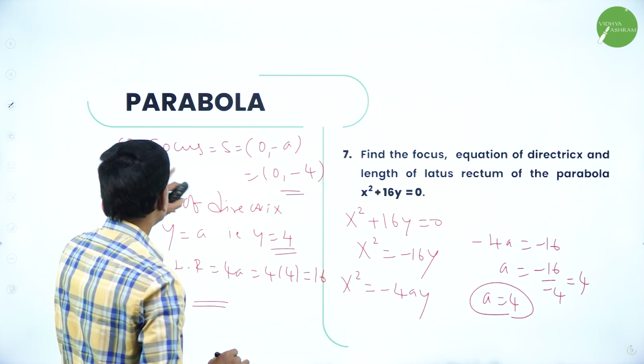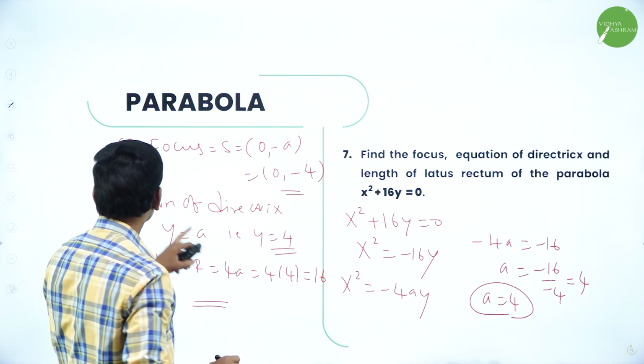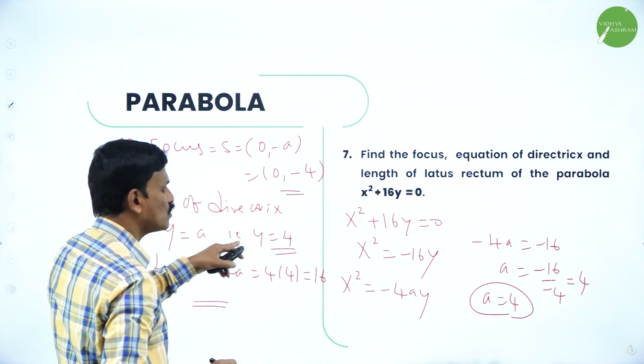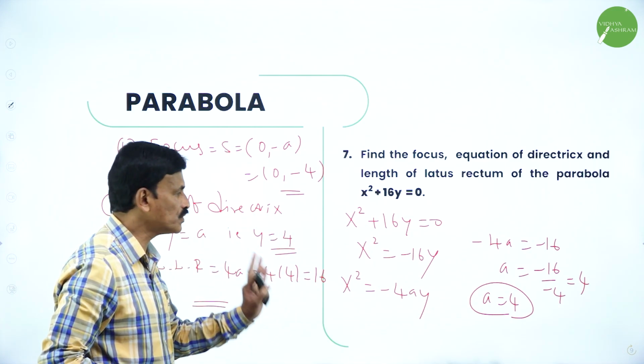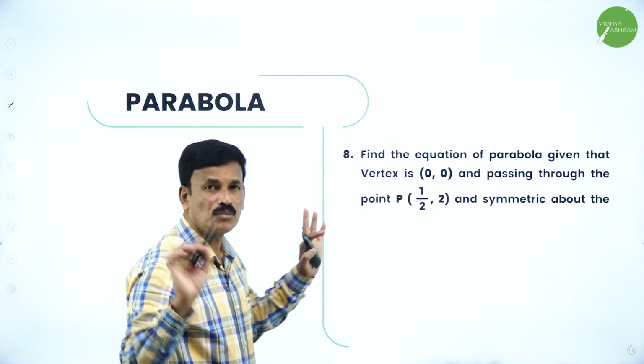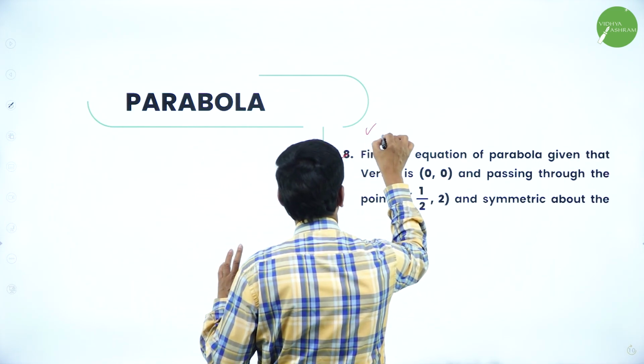So here the focus is 0 comma minus 4, equation of directrix is y is equal to a, that means y is equal to 4, and the length of latus rectum is 4a, 4 into 4 is 16, that's it. Now move on to the next problem, 8. This is an important question.